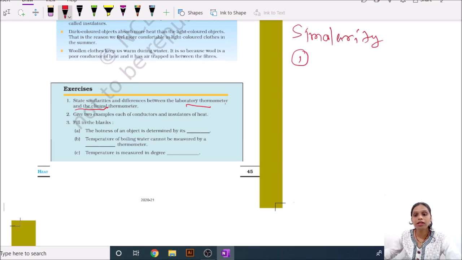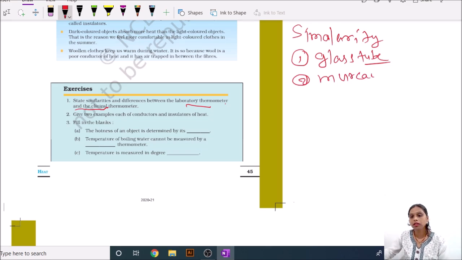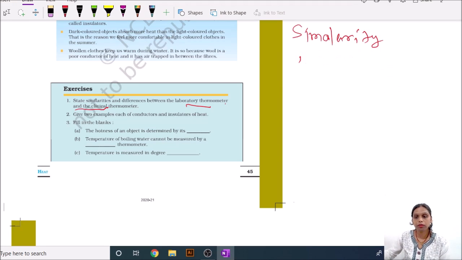Similarity is first, both thermometers are made of a glass tube. Second thing is both thermometers have mercury. Then it has some similarity of clinical and laboratory thermometer. Whereas what is the difference between them?